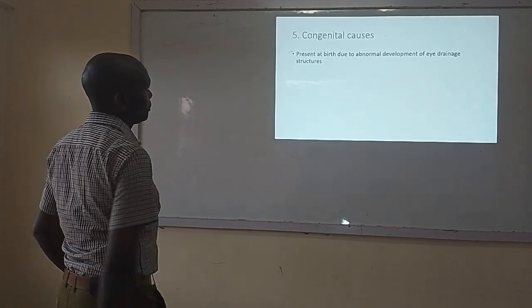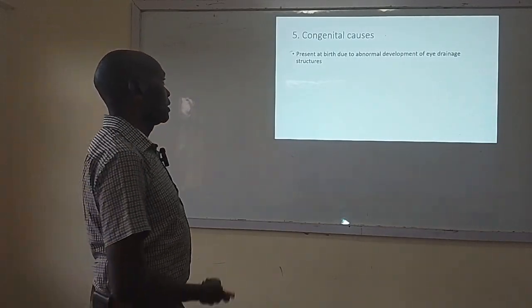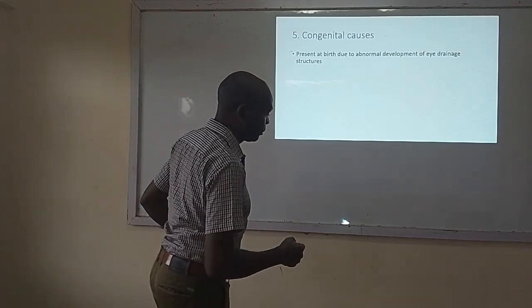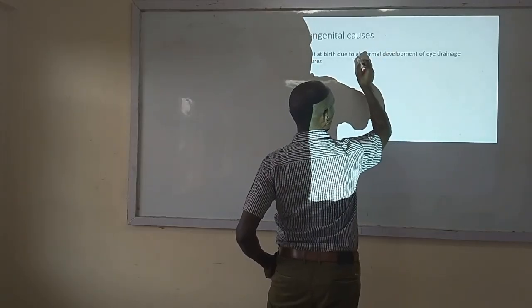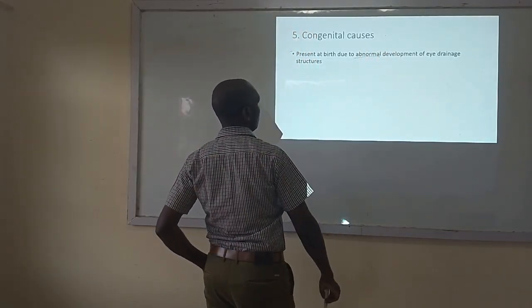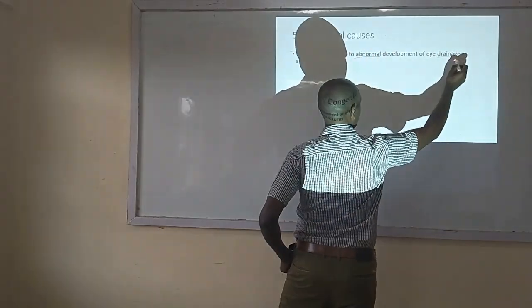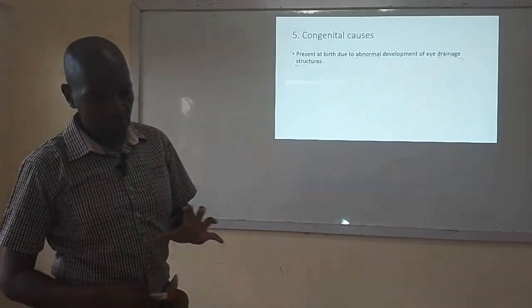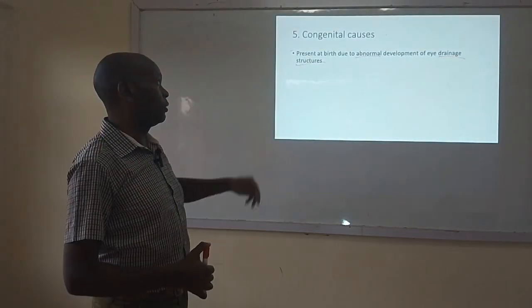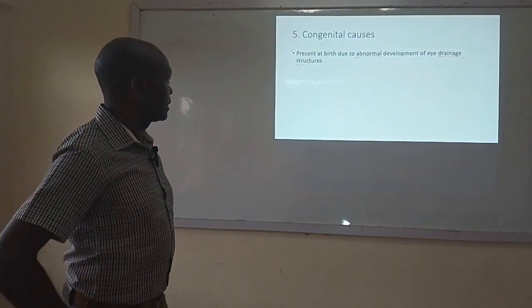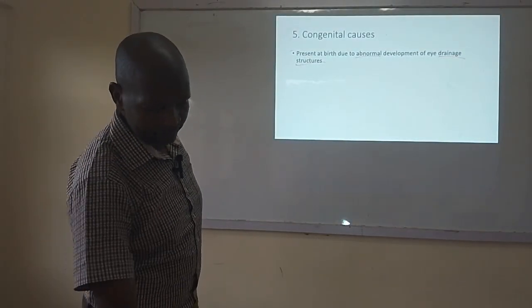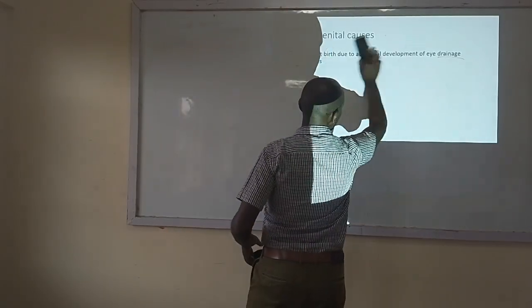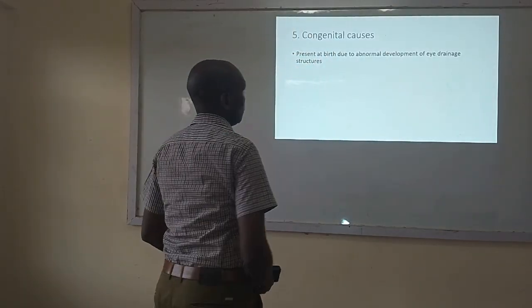Then we also mentioned congenital causes. This one comes at birth, and the issue is all about poor, abnormal, mark the word abnormal, development of drainage structures. Those are the keywords. So neonates who are born with abnormally developed drainage systems of the aqueous humor will present with what we are calling congenital glaucoma.